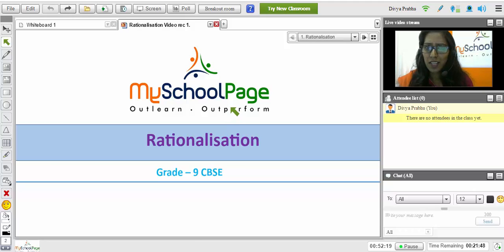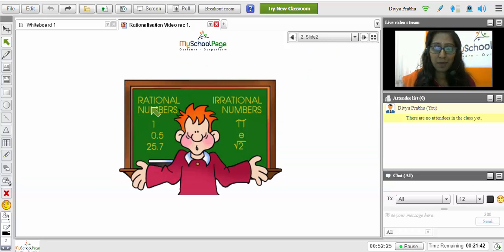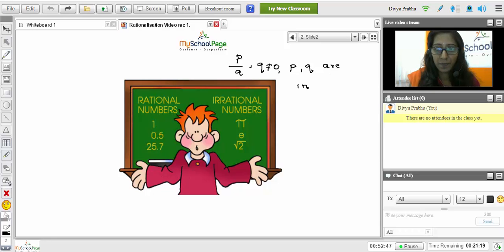So what is rationalization? Before getting into the actual topic, let's study what rational numbers are, from our lower grades. Rational numbers are nothing but what we've studied. They are numbers of the form p by q, where q is not equal to 0. So let's write down: rational numbers are p by q, denominator is not equal to 0, and p and q are integers.